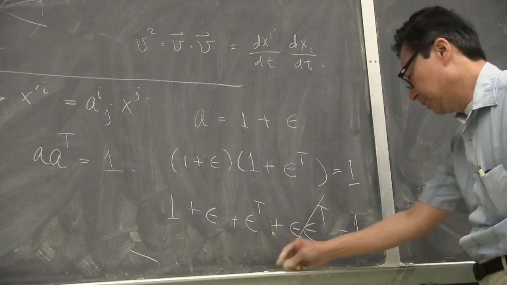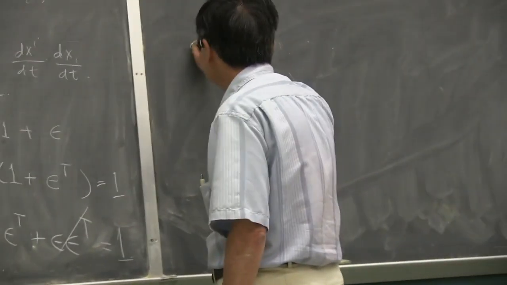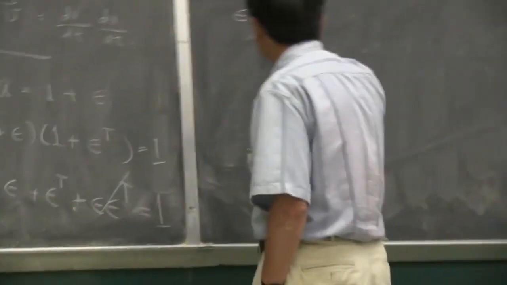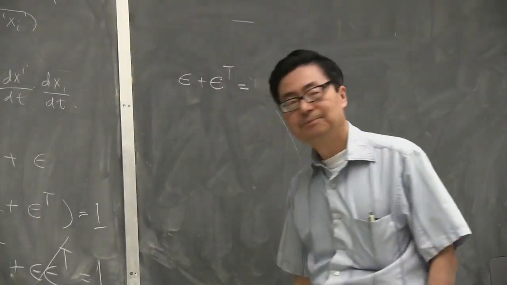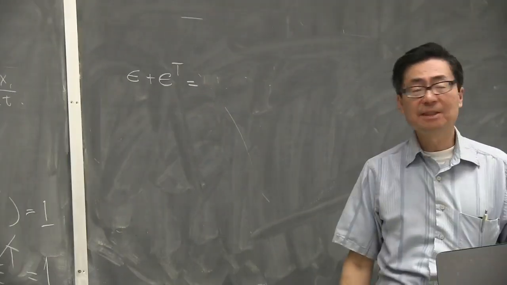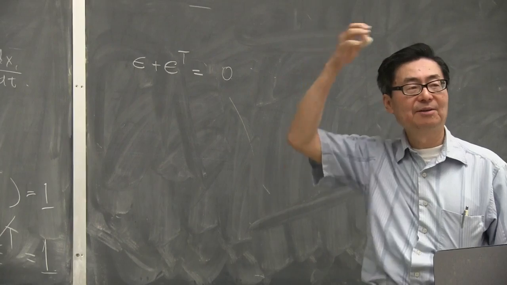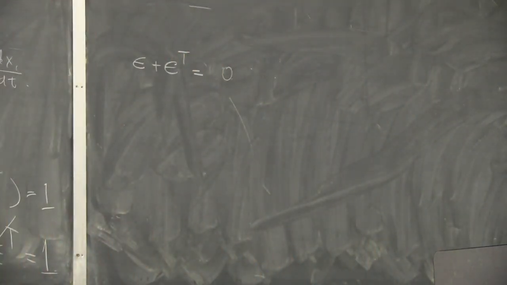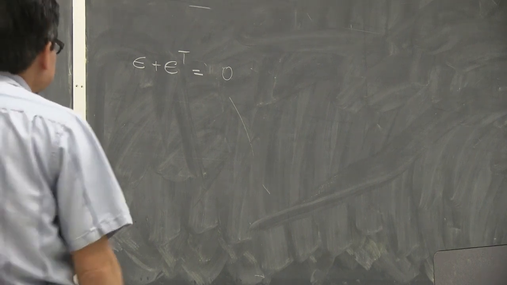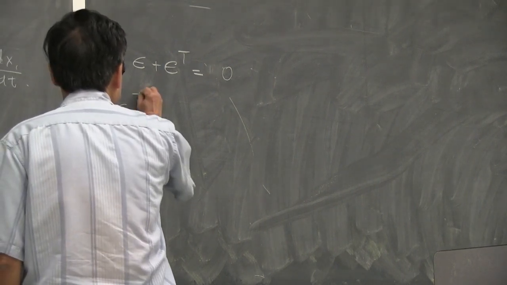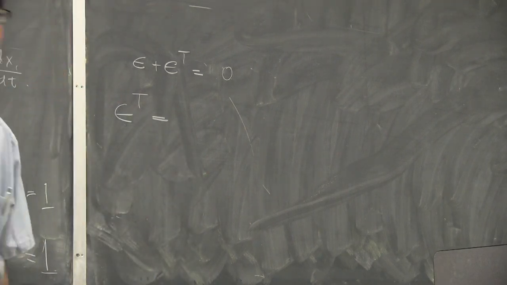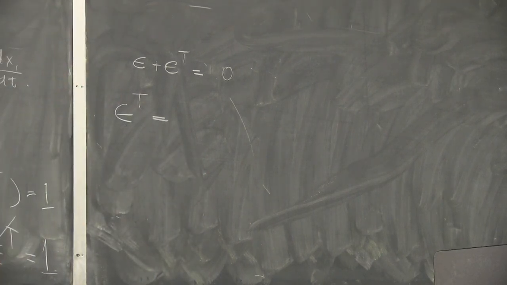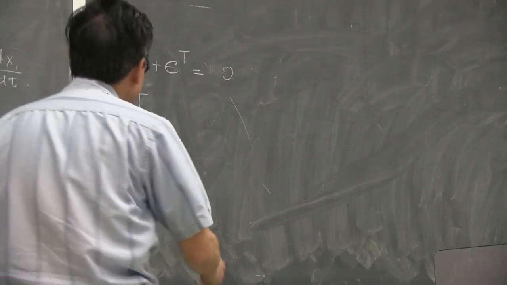So, if epsilon is small enough, then I have epsilon plus epsilon transpose is equal to what? 0. The 0 matrix, where all the 9 matrix elements are 0. The entire 3 by 3 matrix is equal to 0. Okay? What that means is epsilon transpose must be equal to what? Minus epsilon.